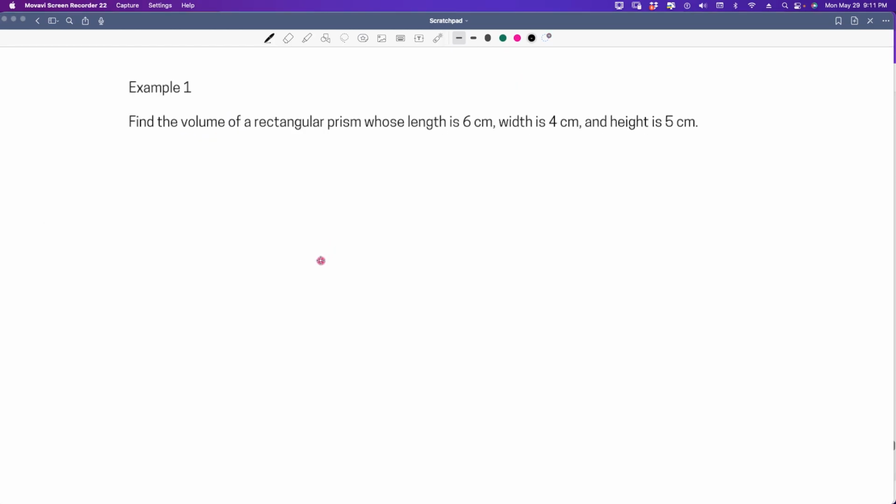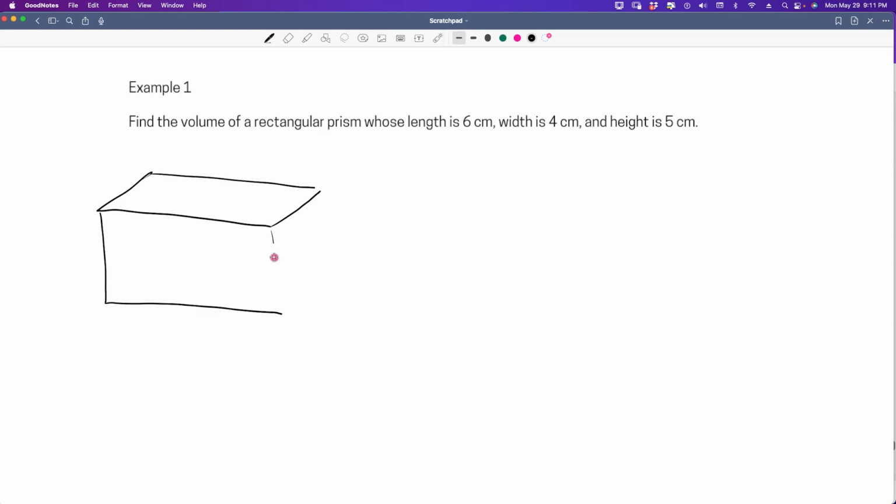So let's jump in with both feet and do example problem 1. We're going to find the volume of a rectangular prism whose length is 6 centimeters, the width is 4 centimeters, and the height is 5 centimeters. Don't let that rectangular prism throw you off. It's just a box. Rectangular prism means that we have 6 parallel sides, 2 for each of the dimensions.